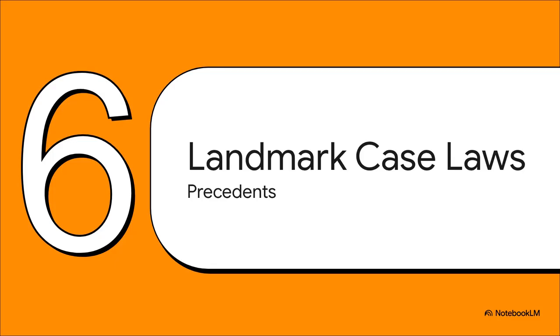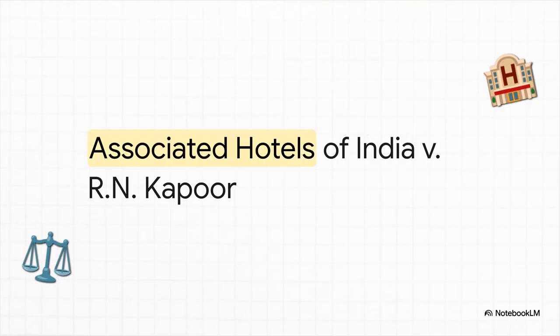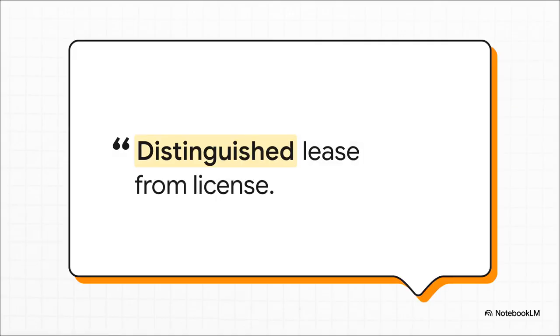And finally, Section 6, Landmark Case Laws. Students, give me your absolute focus right now. This final section is what separates average answers from distinction holders. Never bury a case law in a block of text. On your exam sheet, write this citation: Associated Hotels of India v. R.N. Kapoor. Draw a literal box around this name with your pen to immediately capture the evaluator's attention for your 16-mark answer. Let's do a deep case law breakdown here.